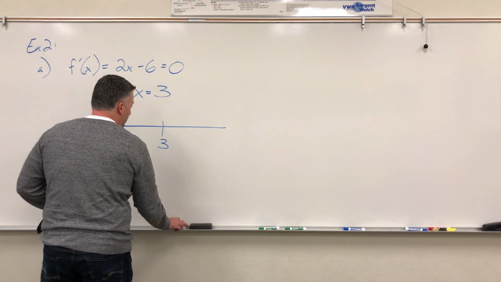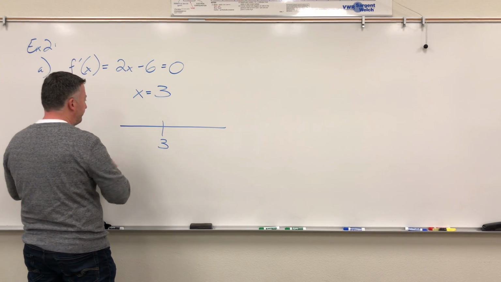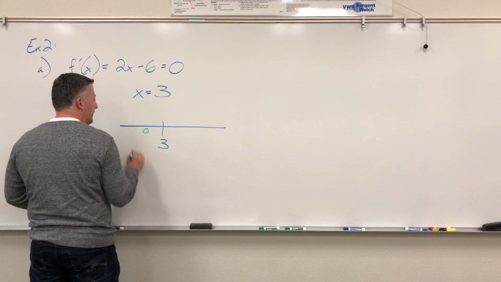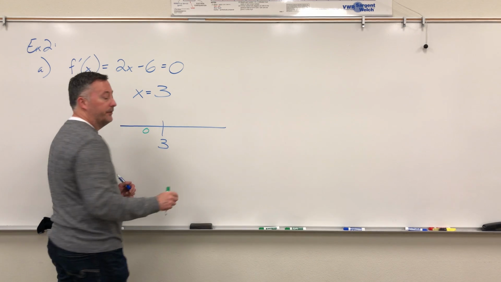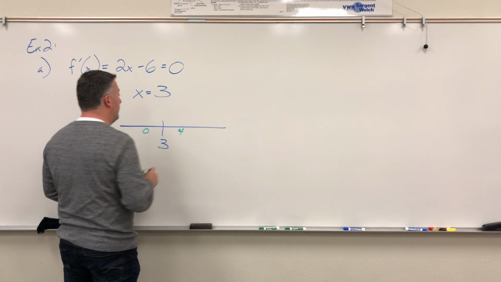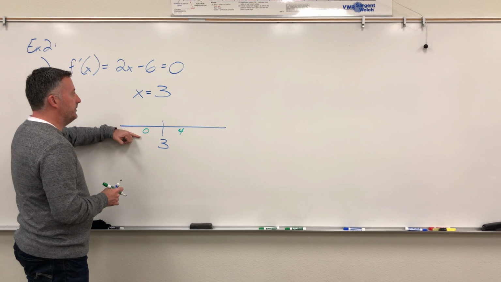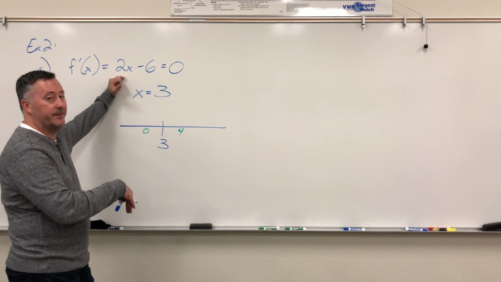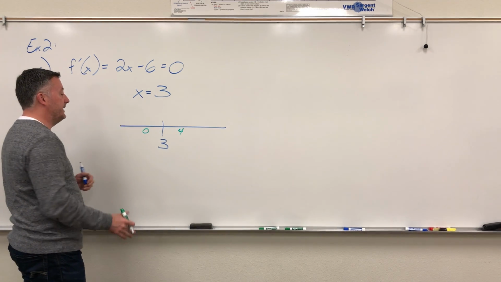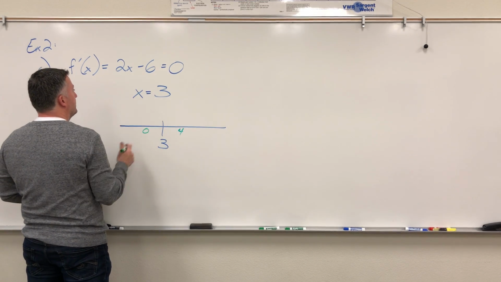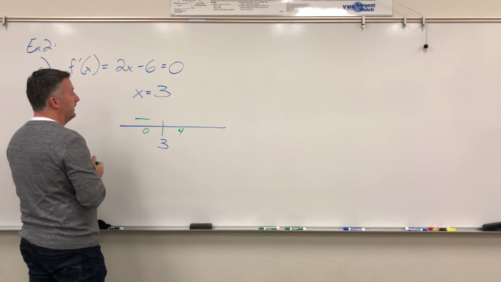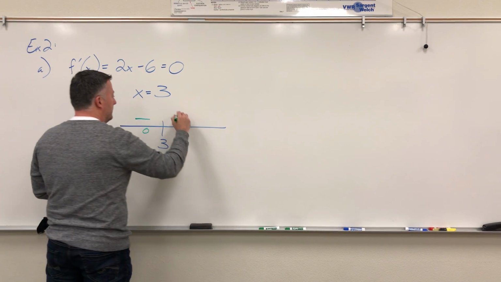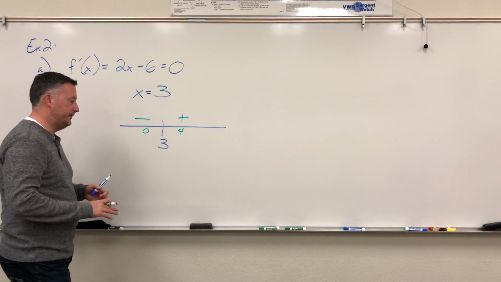So just like before, stick your critical numbers on there, and then choose any number you can that's less than 3. So let's go with 0. And then choose any number bigger than 3. So let's go with 4. Now these test numbers, you're going to plug them straight back into the derivative, not your original function, but the derivative, and just see how it comes out. So if you plug in a 0 for x, it comes out as a negative. If you plug the 4 in for x, it comes out as a positive.